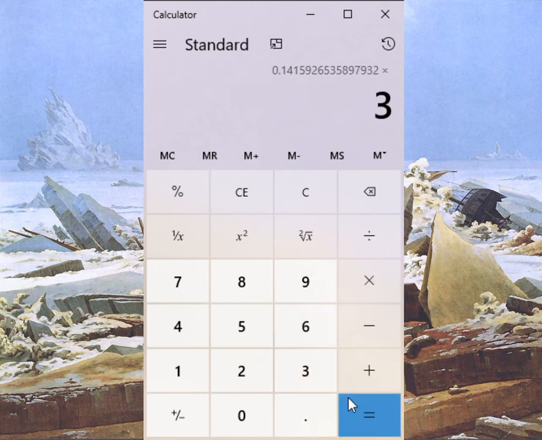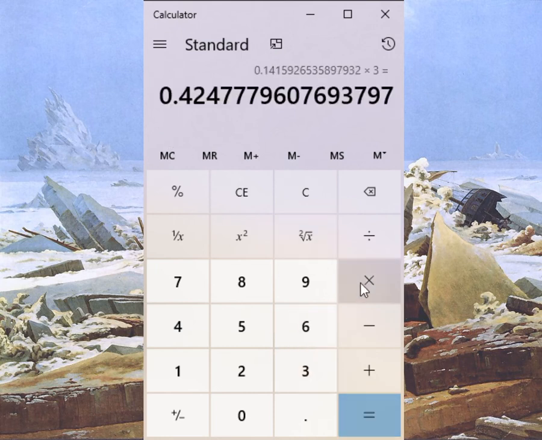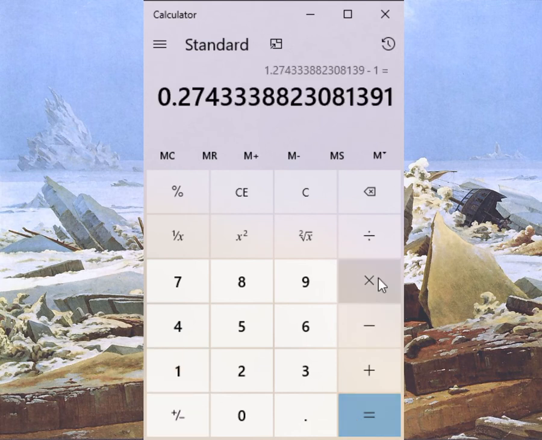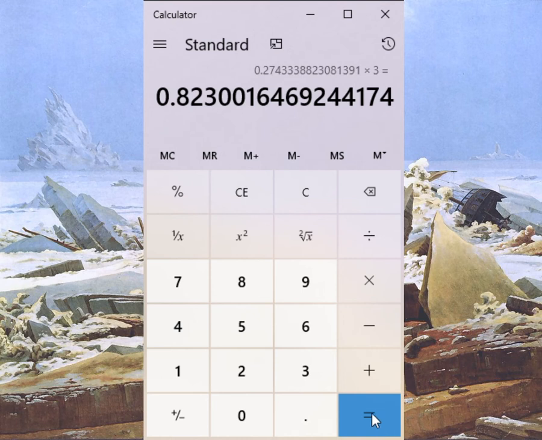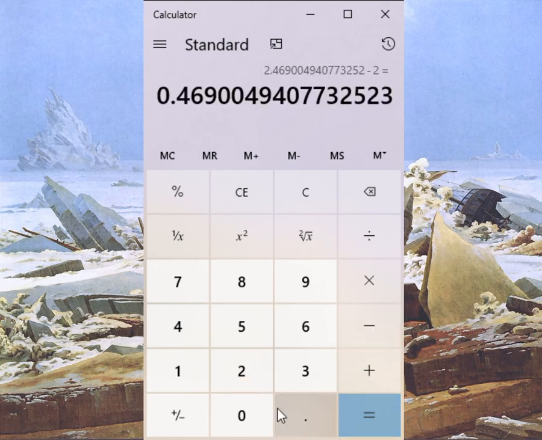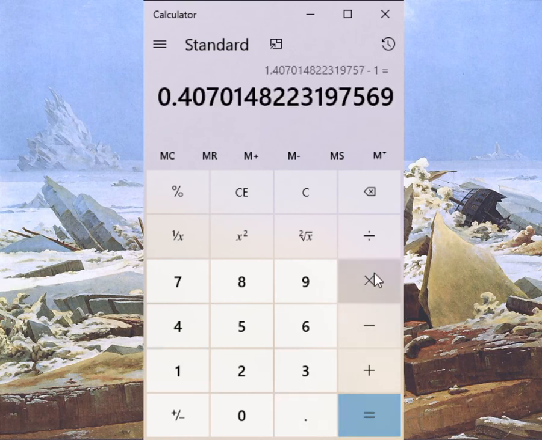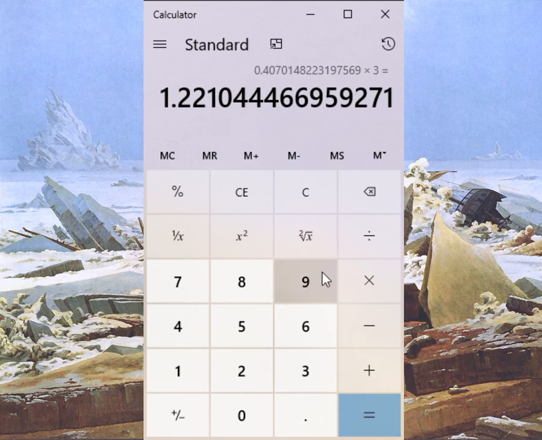Multiply by 3 again. I get another 0. Times 3, that's a 1. So far it's 10.01. Multiply by 3 again. That's a 0. And now a 2. So 10.0102. And just continue on in that fashion. Now there's a 1. Subtract 1, another 1, and continue on like that.